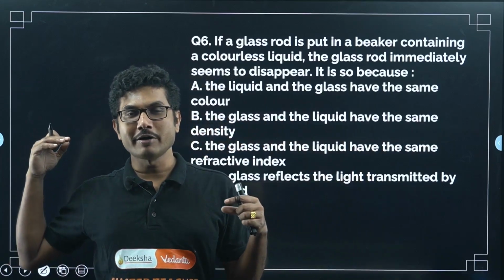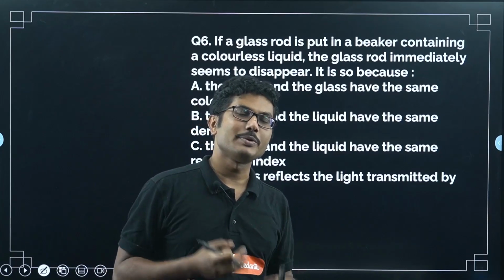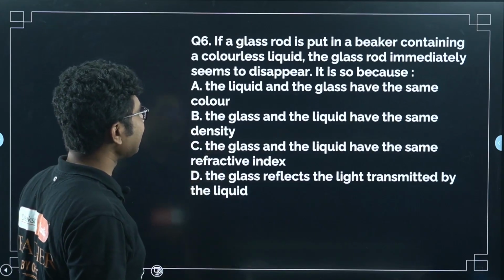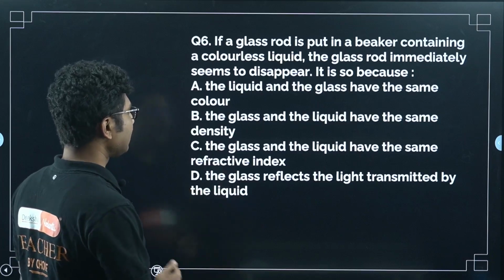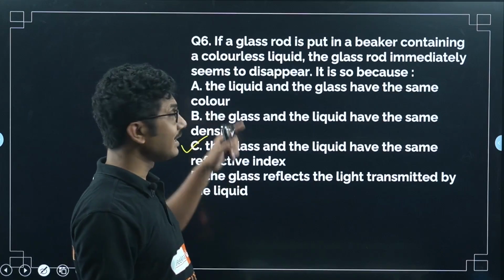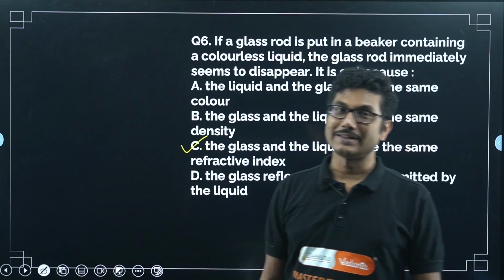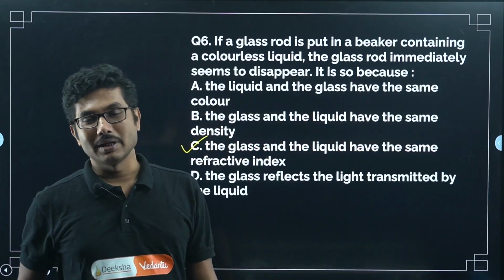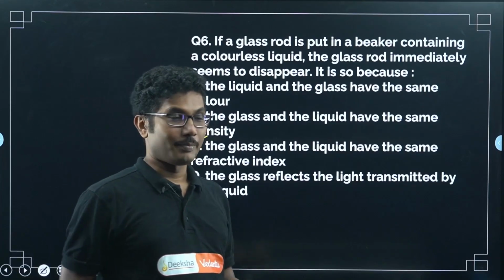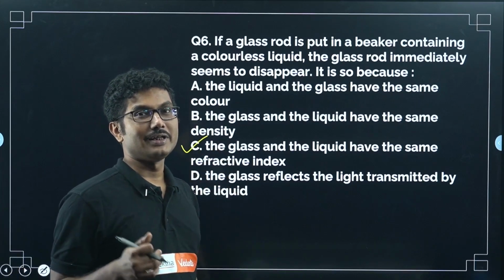Light rays do not reflect back from that medium, they only pass through it, so that medium appears to disappear. That's why we can say that the glass and the liquid have the same refractive index. If you are thinking they have the same color, that does not matter. Even if they have the same color, if one is a liquid and one is a solid, they can still be visible. You can try it using some coloring paper and color at home. But if they have the same refractive index, definitely it will disappear.